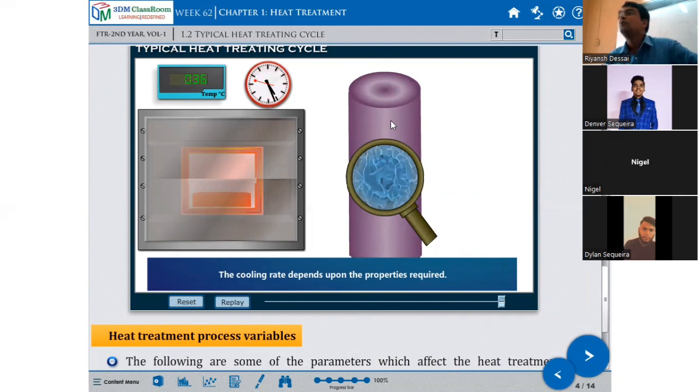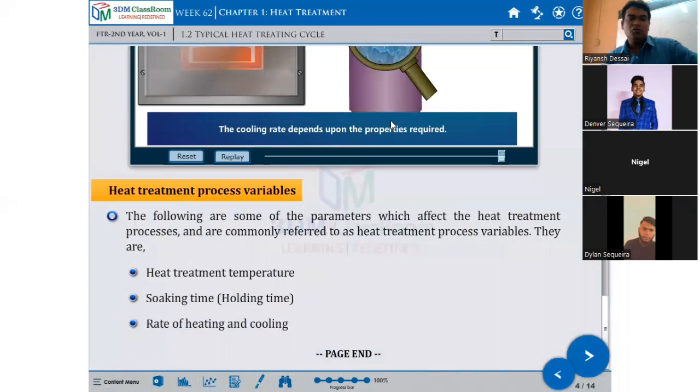So, heat treatment process variables. The following are some of the parameters which affect the heat treatment process. This heat treatment basically depends on the rate of cooling, how you allow the metal to cool. Heating is up to that state, with temperature increasing throughout. At that stage it becomes austenite. At the austenite state, all heating takes place. After it reaches the austenite state, it will hold at the same temperature. Then it will get a homogeneous structure.